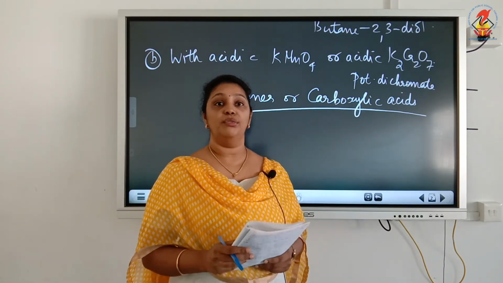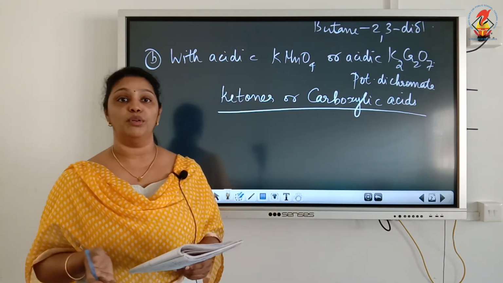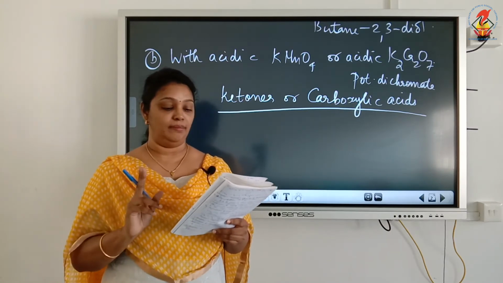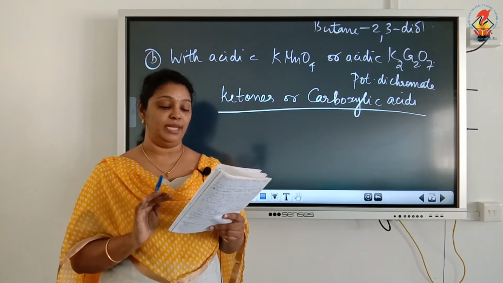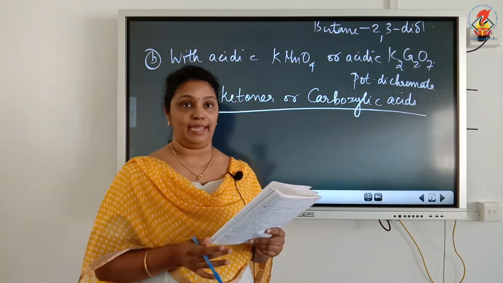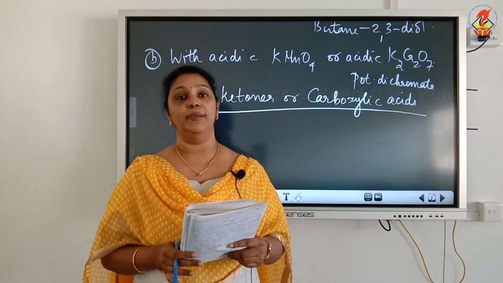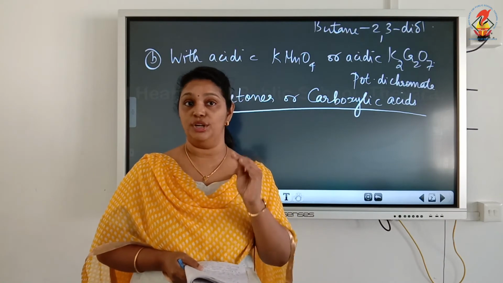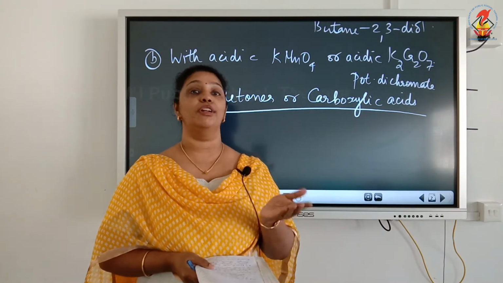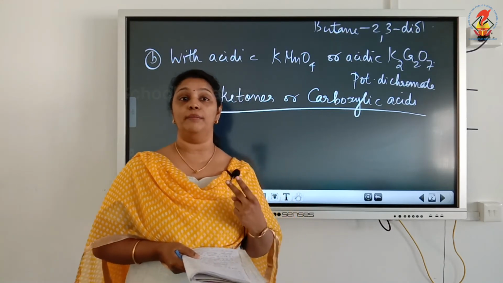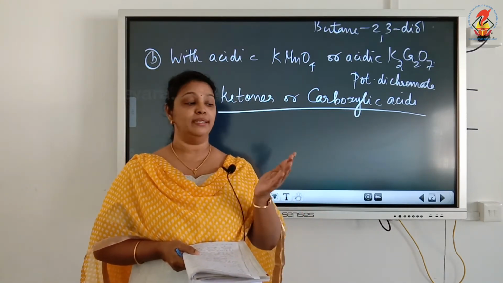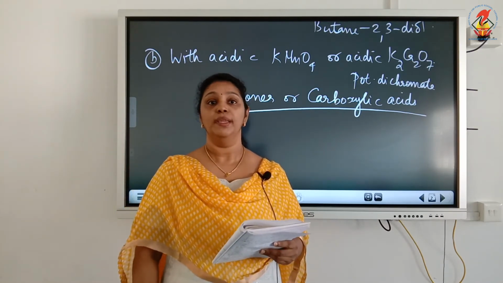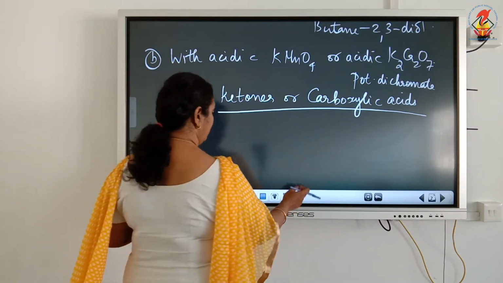Now, to find out whether the product formed is a ketone or carboxylic acid, there is an easy way. If the double bonded carbon atom has a hydrogen atom attached to it, then the product formed will be a carboxylic acid. Otherwise, the product formed will be a ketone. So that is the way to find the product of oxidation of alkene with acidic KMnO4 or acidic potassium dichromate. Now we will do examples for this.